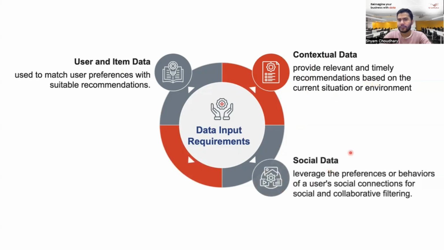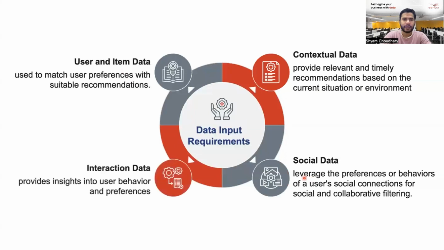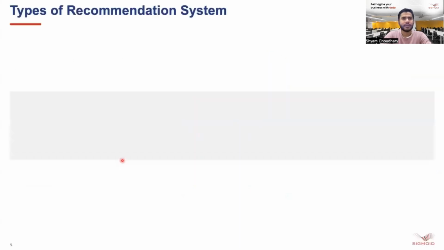Next, we have social data. Social data includes details on friends and followers of the user. And finally, we have interaction data. Interaction data is a mix of user-item interactions. For example, in the case of movies, it can be the rating provided by the user to the movie, the likes, dislikes, etc. Right? Now let's look into what the different types of recommendation systems are.